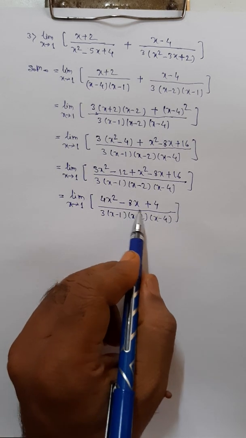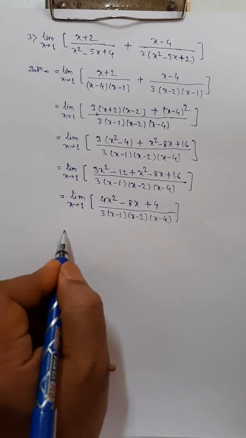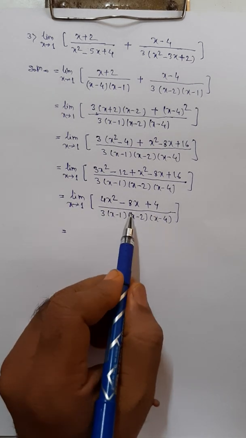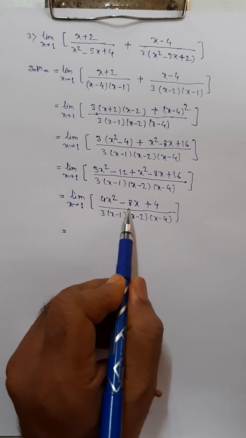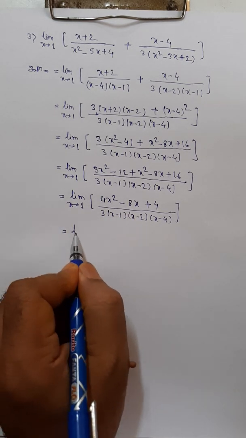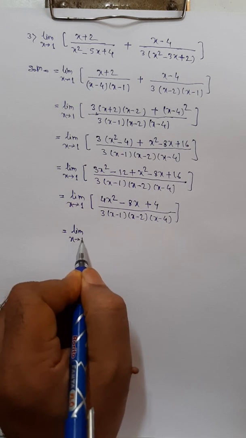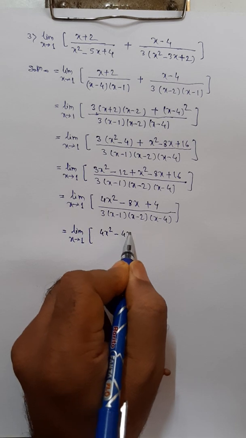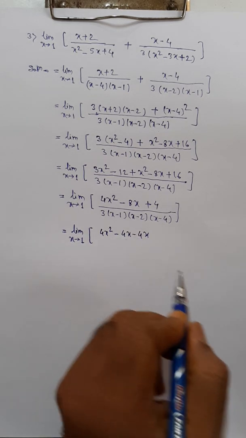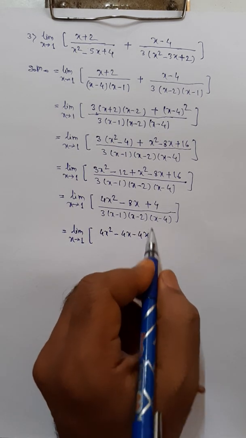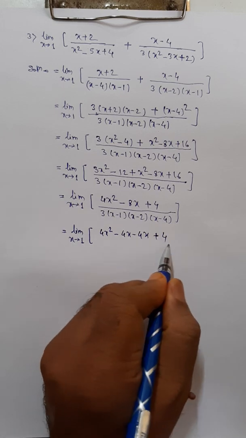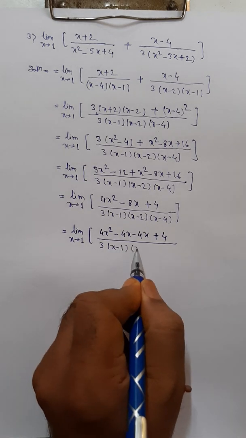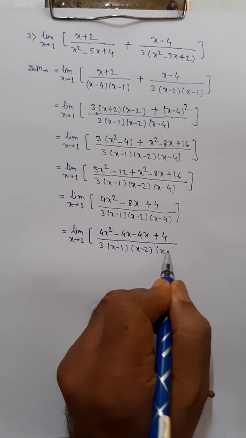Again we get a quadratic expression in the numerator, so I have to factorize that. Here the coefficient is 4, the last term is 4, so 4 into 4, 16. We have to factorize 16 such that their sum is minus 8. So it is equal to limit as x tends to 1, we can write here 4x square minus 4x minus 4x, minus 4 into minus 4 is 16, and plus 4 as it is. Denominator same, 3 x minus 1, x minus 2, x minus 4.